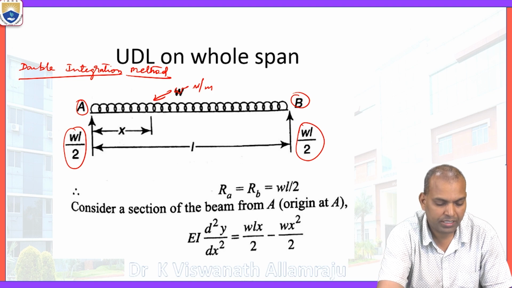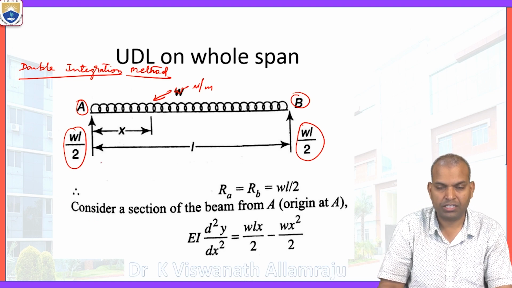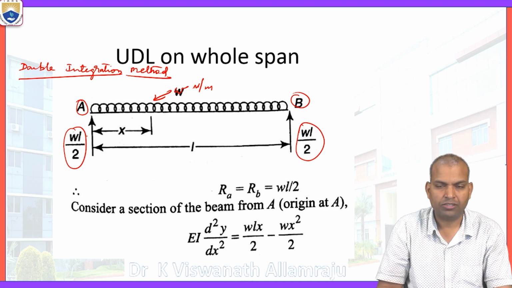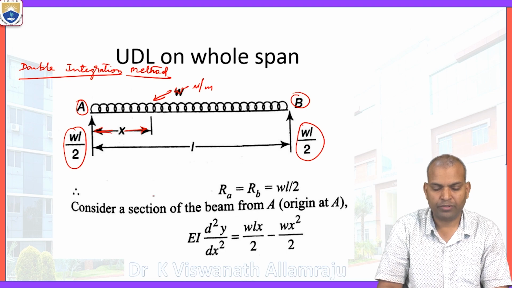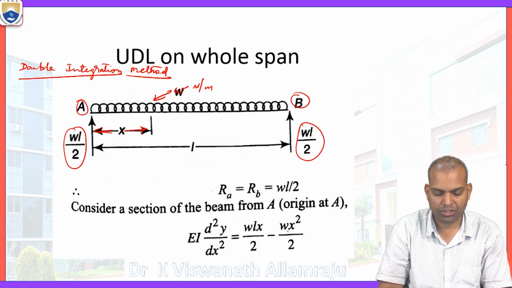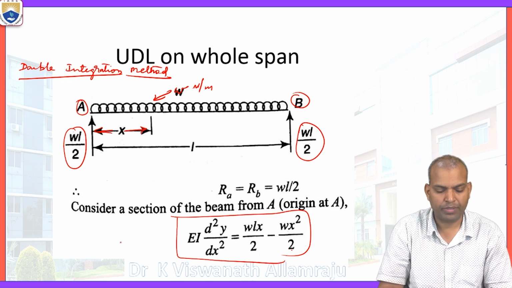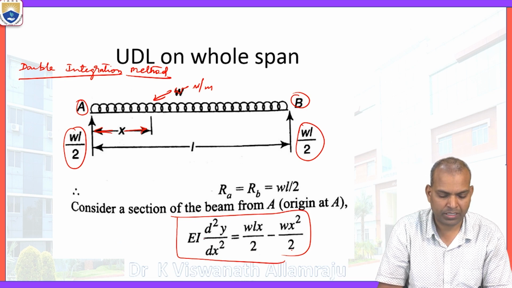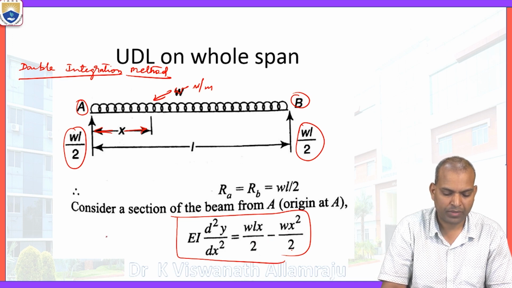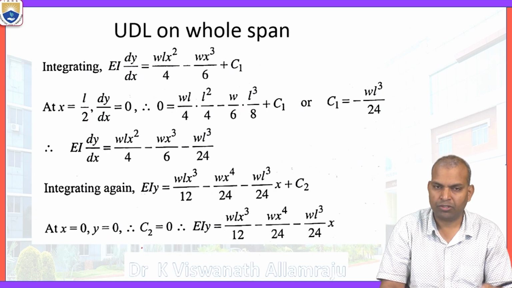Now here, considering a section at a distance of x, with A as the origin, the bending moment Mx equals wLx/2 minus wx²/2. That equates to the governing differential equation of the beam, that is EI d²y/dx² equal to wLx/2 minus wx²/2. Now, again, the methodology is the same.